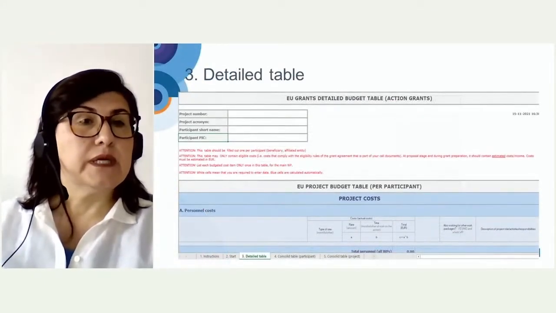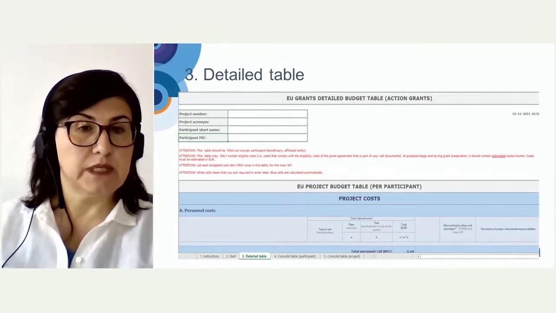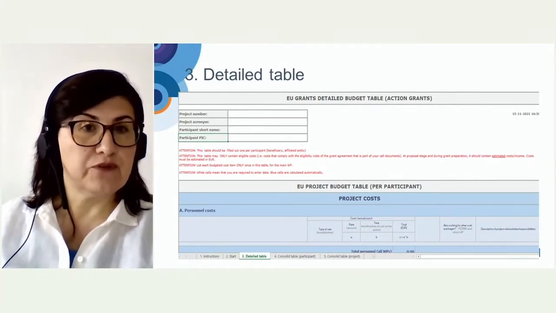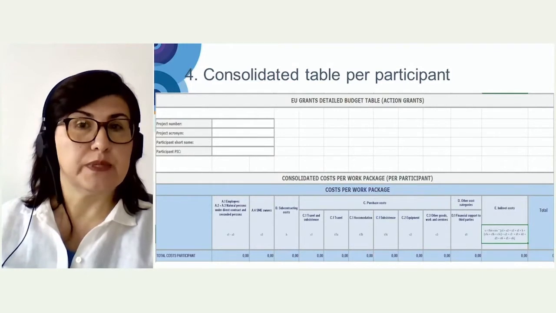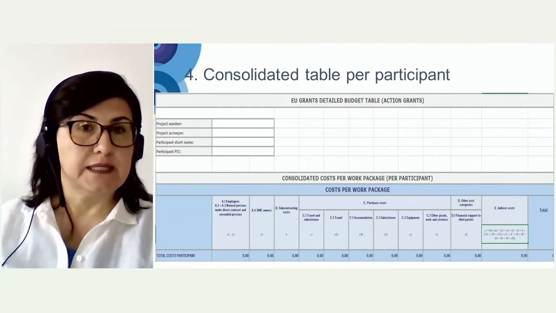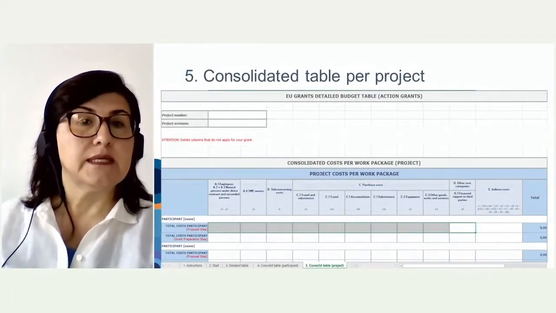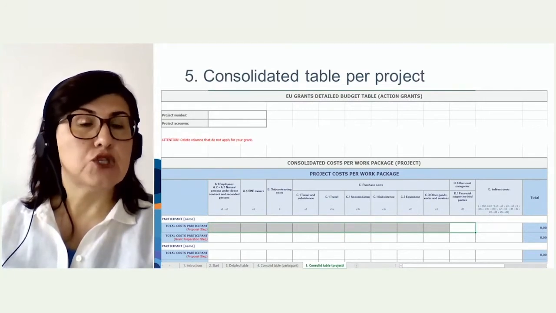The third tab is related to the detail table that has to be filled in by each participant individually. We will go back to this tab in some seconds, and we will focus on this part. The fourth tab is the consolidated table per participant. It will be automatically created once the detailed budget table in the third tab is finalized. While the fifth tab is the consolidated table per project. It has to be filled in manually by the coordinator once he has the data for each participant.